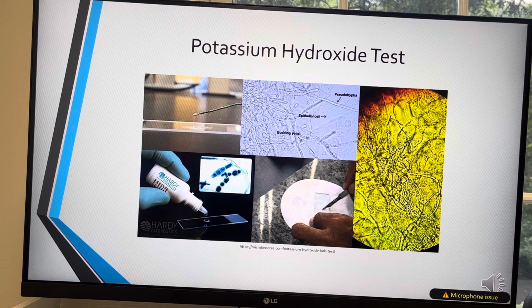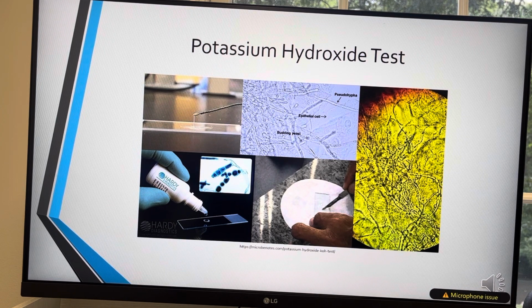KOH, which is potassium hydroxide, is a strong base, and it softens and digests cellular and keratin debris. But the fungal cell wall is resistant to KOH. So a drop of KOH will kill any bacteria, yeast, or other stuff on the slide, but any fungus will remain intact. KOH kills acidic organisms that live in acidic environments. The pH of skin is around 4.7.